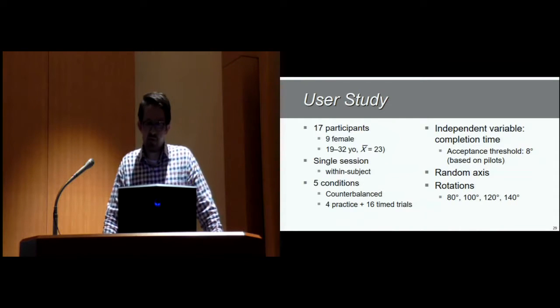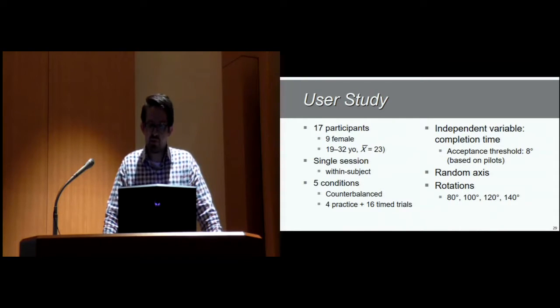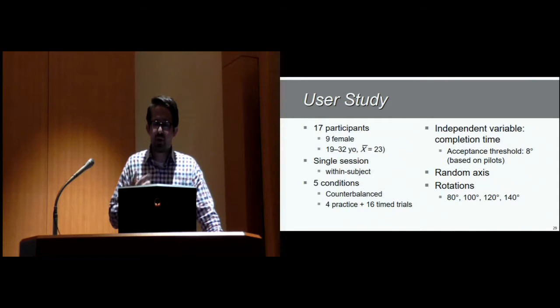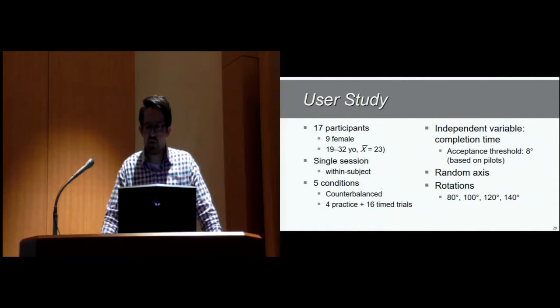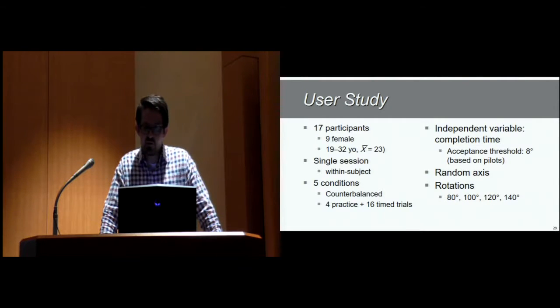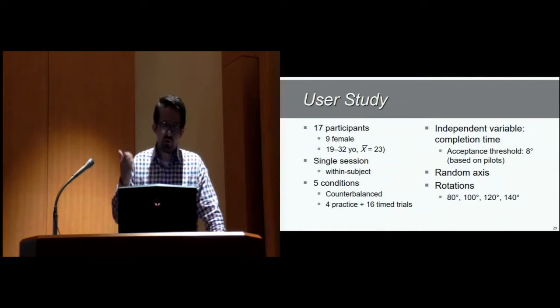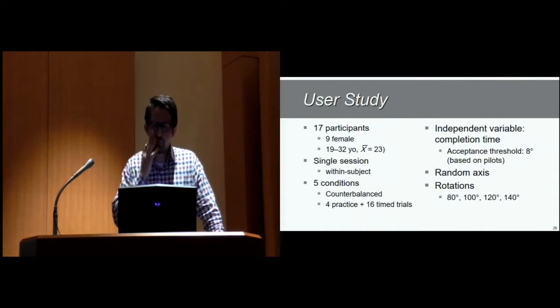As our independent variable, we measured task completion time. To ensure the same level of accuracy across users and conditions, we implemented an acceptance threshold. As the users got within 8 degrees of the target orientation, they had to hold it there for a second for the system to accept it as the correct answer and load up the next trial. This threshold, 8 degrees, was based on pilots.